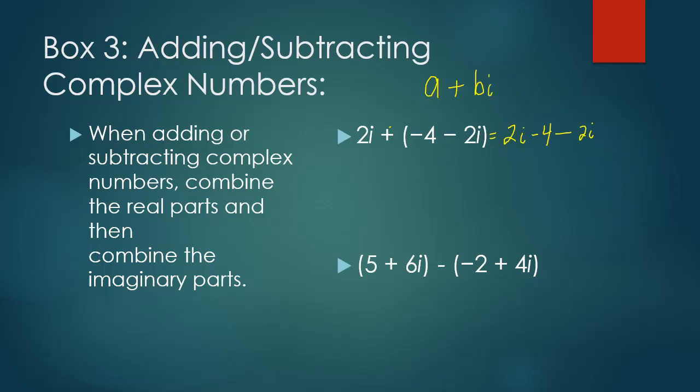So the first thing we want to do is combine our real. What is my real part here? Negative 4 is my real. Do we all see that? So I'm going to take negative 4 out. And then we're going to combine our imaginary. Well, my imaginary is 2i and negative 2i. When I combine them, what do I get? 0i. So therefore my simplified answer is just negative 4.